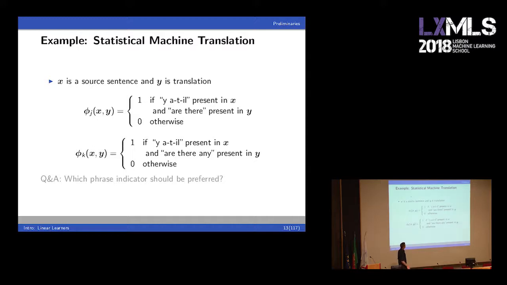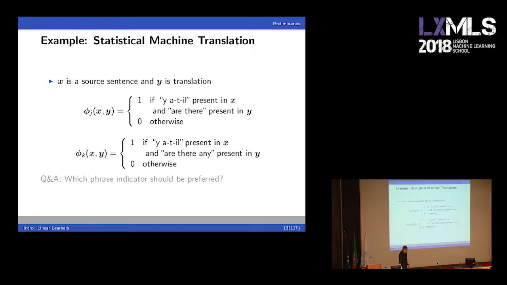Then another example, machine translation, that showcases this particular necessity of having a joint feature map. Namely, if a feature tells you about a phrase translation, so the French y-a-t-il, one feature is set to 1 or 0 if y-a-t-il is present in the source and it's translated in are there in the target, or if it's translated in are there any. So that's a real example from statistical machine translation models from several years ago.